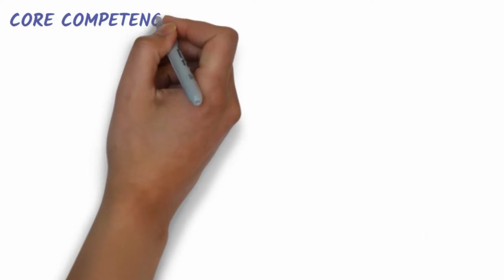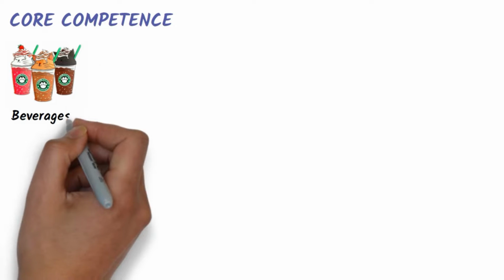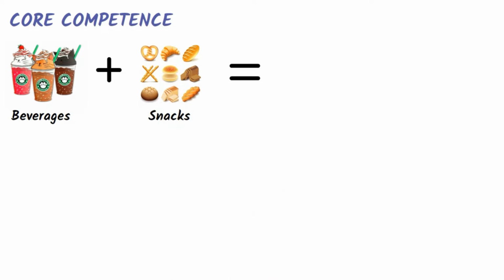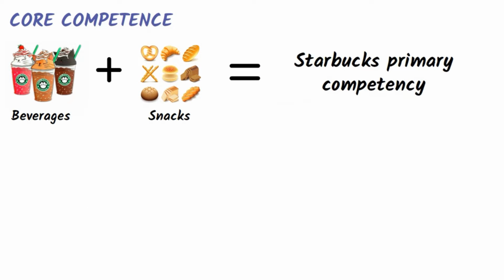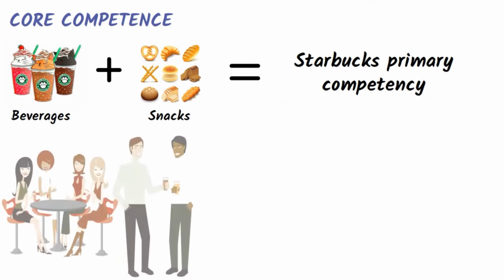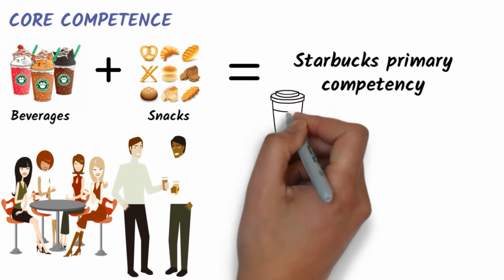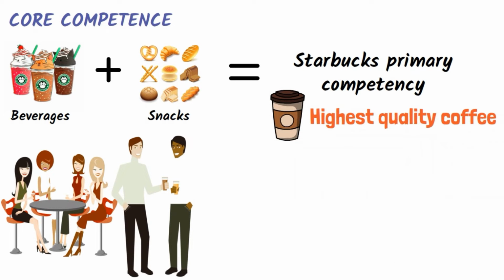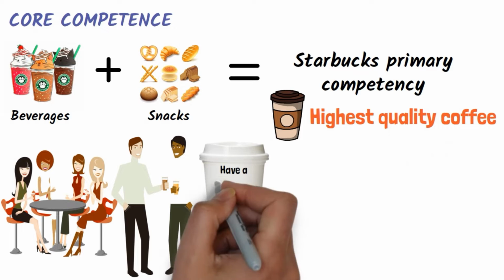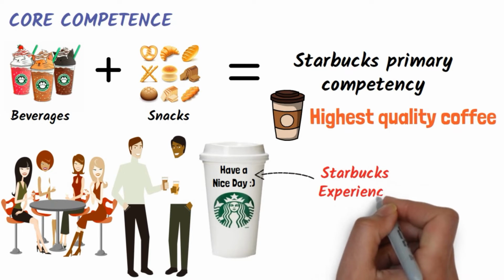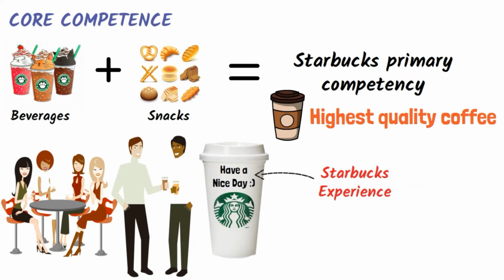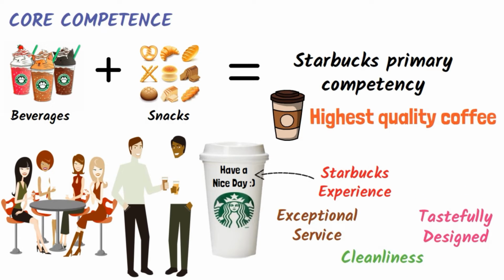Core competence. Offering a premium product mix of high-quality beverages and snacks has been Starbucks' primary competency, allowing the company to exploit its foundational product differentiation tactics successfully. The Starbucks brand's success can be attributed to the company's commitment to selling only the highest quality coffee and related products and giving each customer a personalized Starbucks experience. This is accomplished through providing exceptional service and maintaining sparklingly clean, tastefully designed stores that are culturally relevant to the neighborhoods in which they are located.